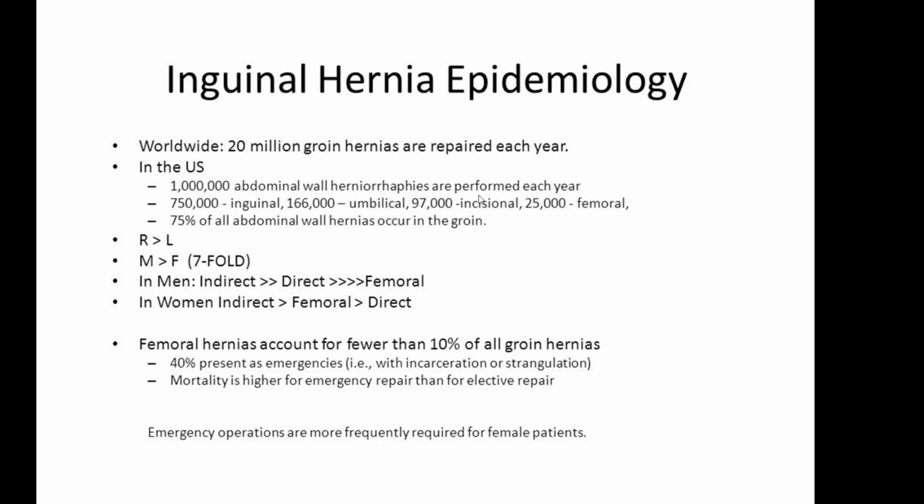97,000 incisional, 25,000 femoral. 75% of all abdominal wall hernias occur in the groin. Right more often than left. Male more often than female. In men: indirect, direct, femoral. Women: indirect, femoral, direct.